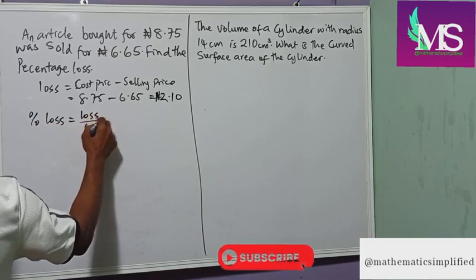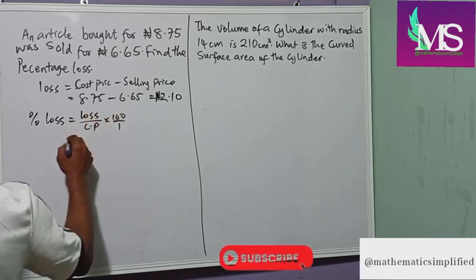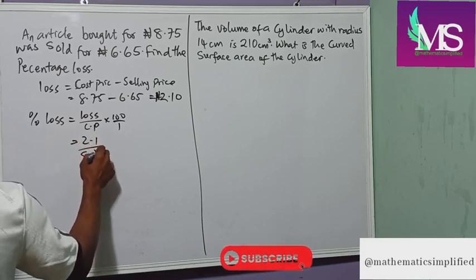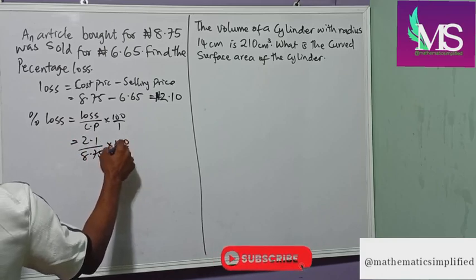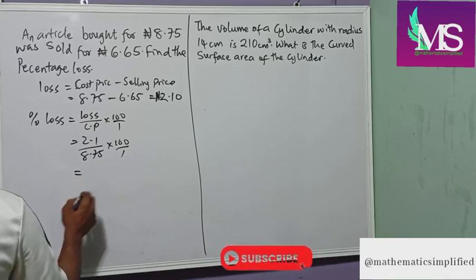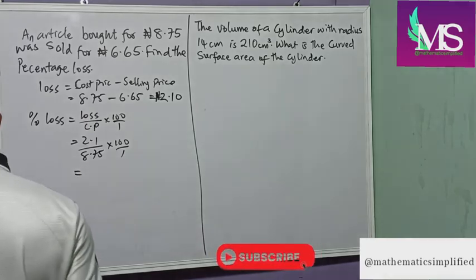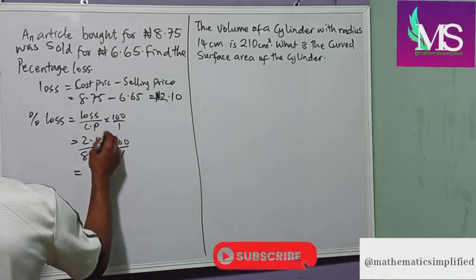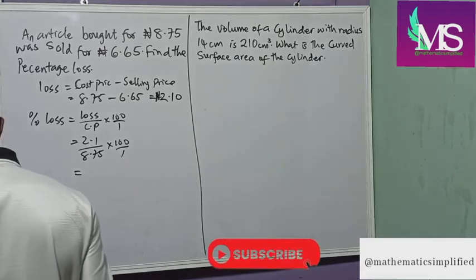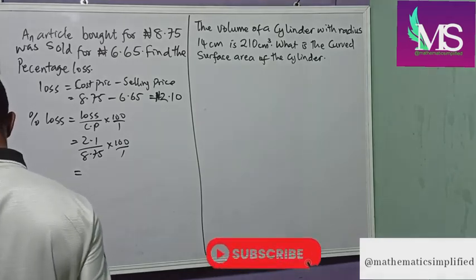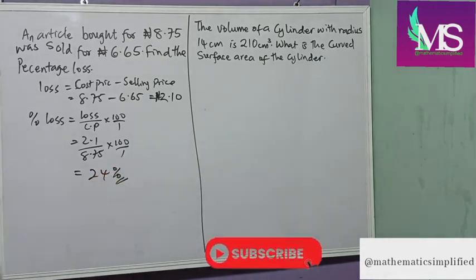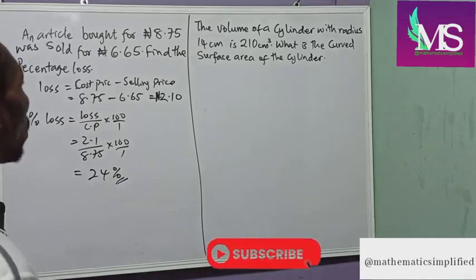Now our percentage loss is loss over cost price times 100 over 1, which is 2.1 all over 8.75 times 100 over 1. Now, if we calculate this, this will give us 24% as our percentage loss.